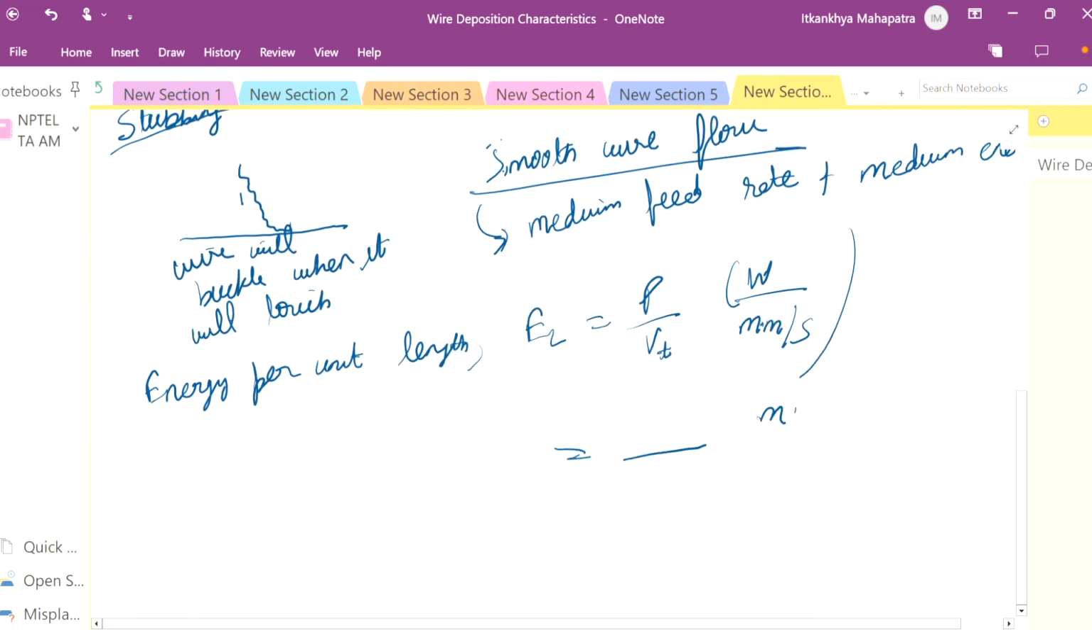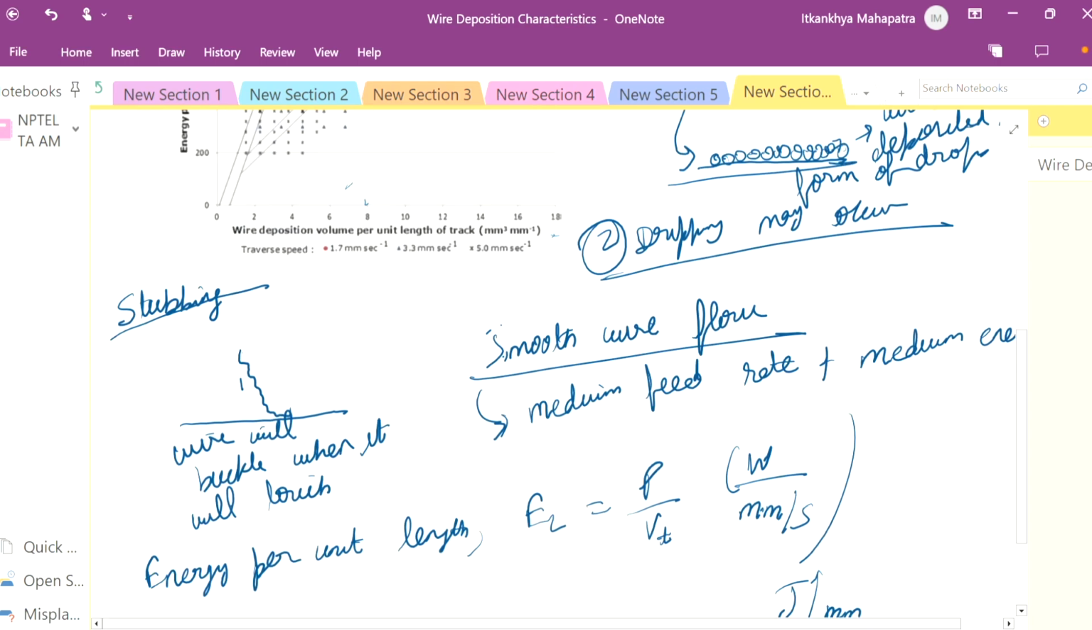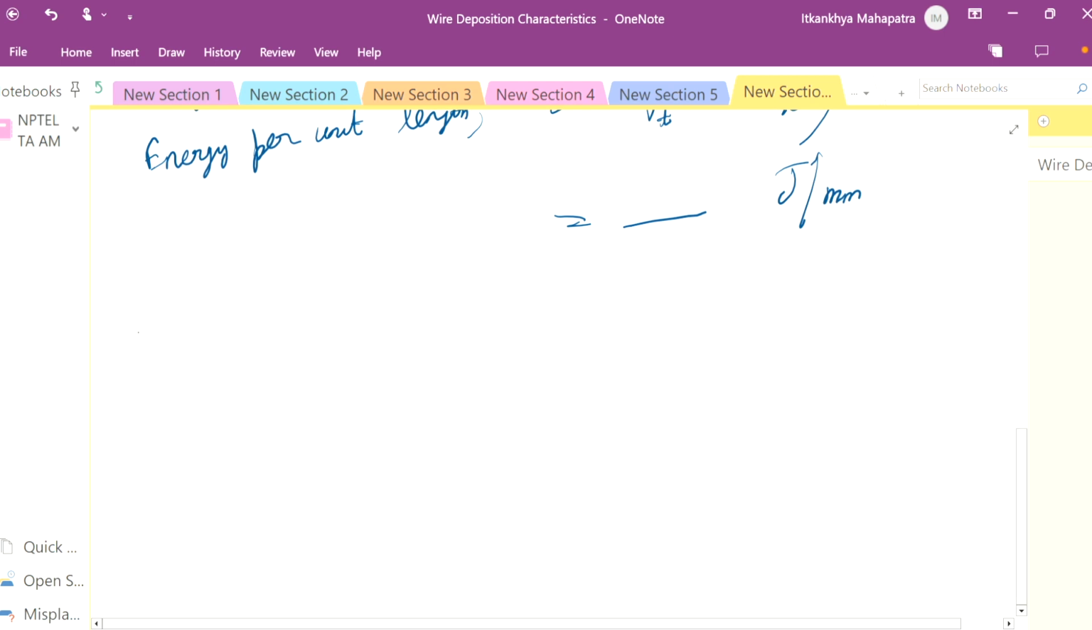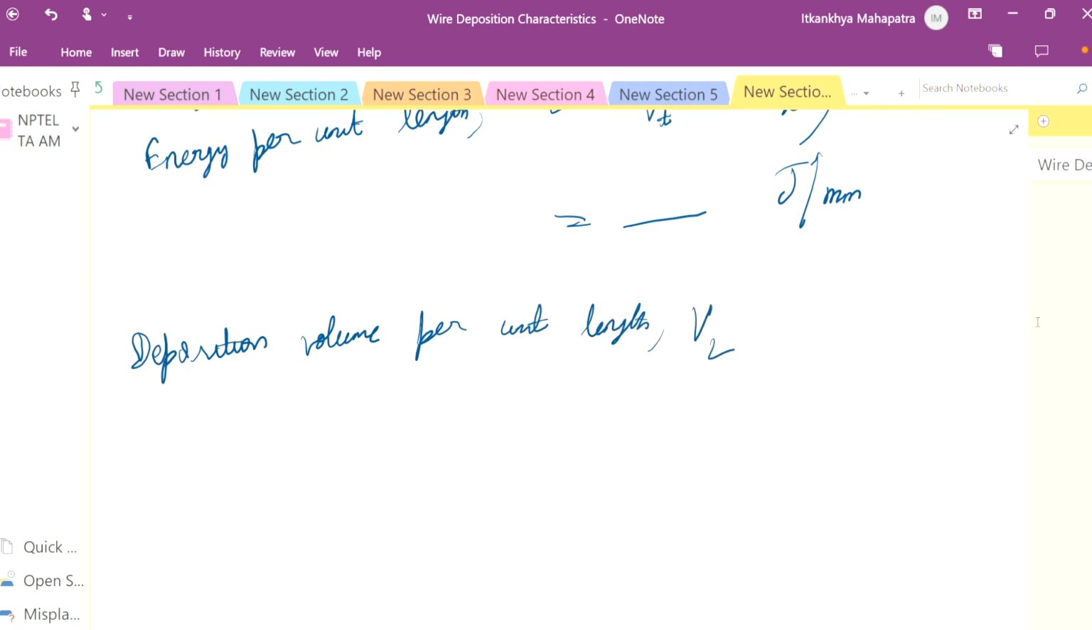You will get a value in joule per mm. Now you have to find your deposition volume per unit length. That formula is VL, deposition volume per unit length, equals VW by VT.